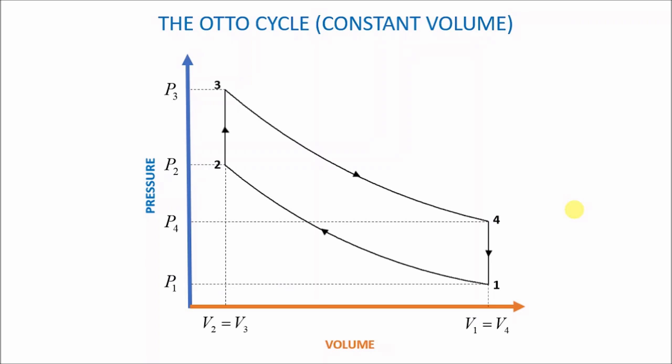So when you get a question on the Otto cycle, you can already begin by drawing the PV diagram of that cycle. That will give you a good idea and a good pedestal on which to stand in order for you to solve the problem.